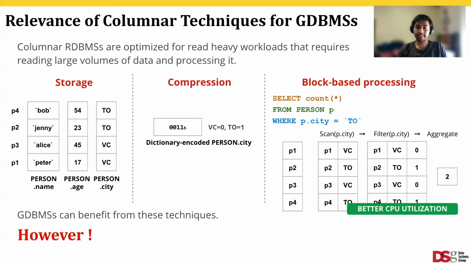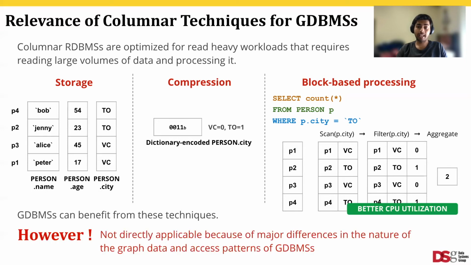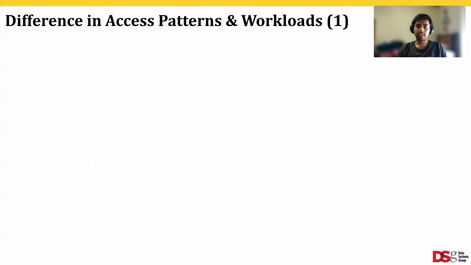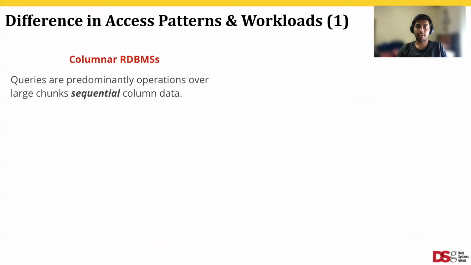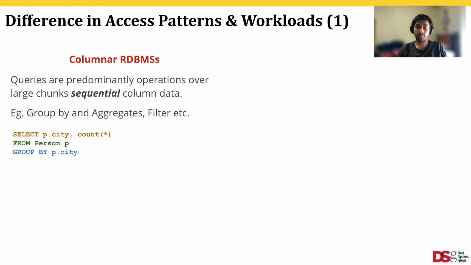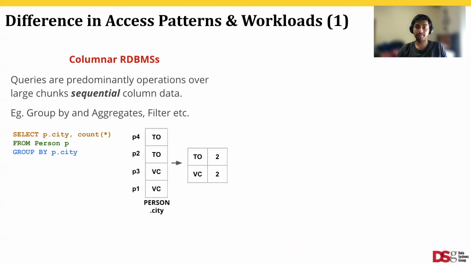However, as I demonstrate next, these techniques cannot be directly applied as the two systems differ in their data access patterns and workloads. In this talk, I'll demonstrate only two differences, while the others can be found in the paper. The first difference is that the two systems differ in data access. Columnar systems are optimized for queries performing sequential access on large chunks of data. A textbook query for this can be one heavy on filters, group-bys, and aggregates, like the one shown here, which counts the number of persons in each city. For this, the system simply reads the city column sequentially and counts the group of values in it.